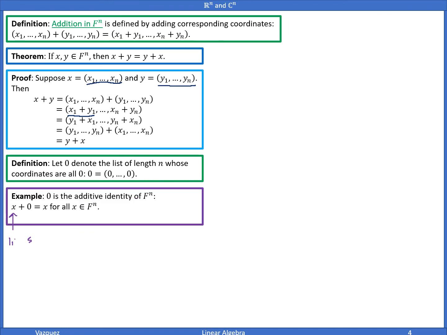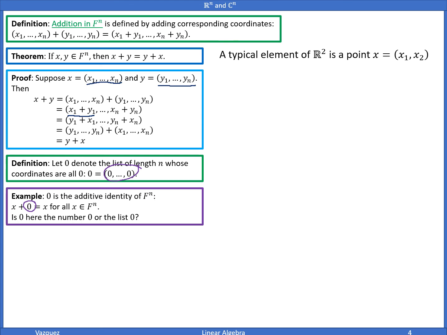Okay, so I just answered your question. Is the 0 here the number 0 or the list 0? Well, in this case, it is the list. In the case above, they are numbers.